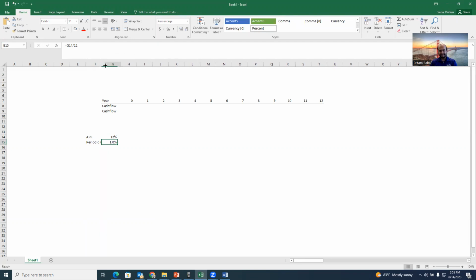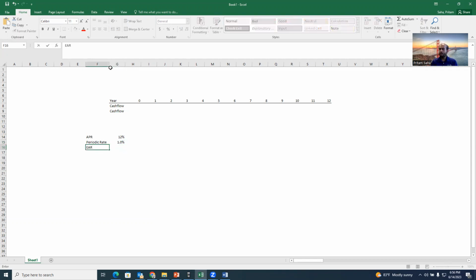In that case, you may ask then, what am I paying? Am I paying 1%? Am I paying 12%? Effectively, how much am I paying? Now, when you say effectively how much you're paying, we have to talk about annually. So now we have to answer for this loan. So this loan has 12% APR monthly payment. Effectively, how much are we paying? This is called EAR. EAR means effective annual rate.